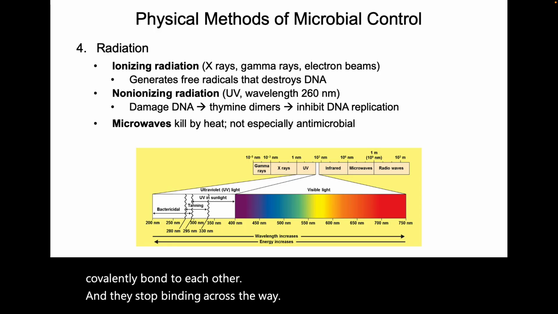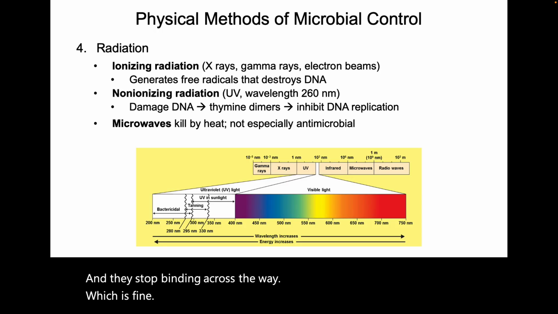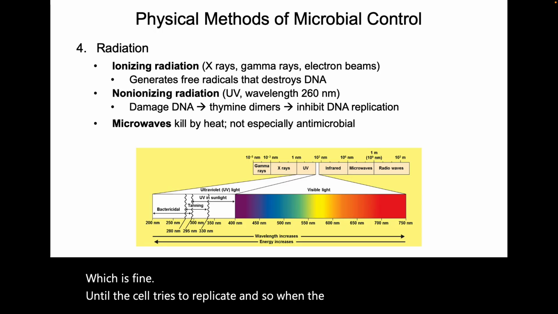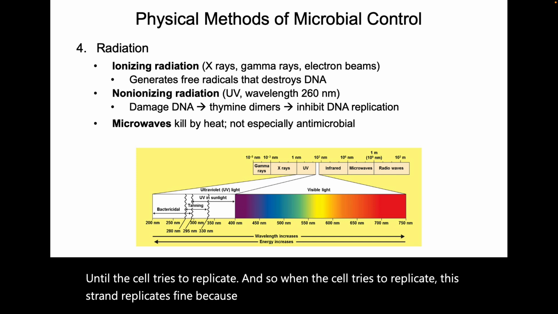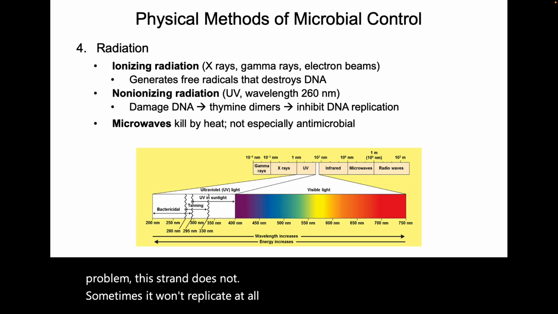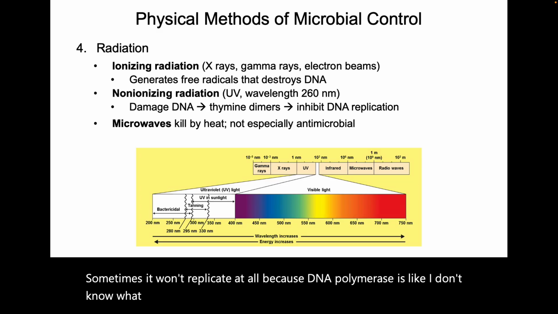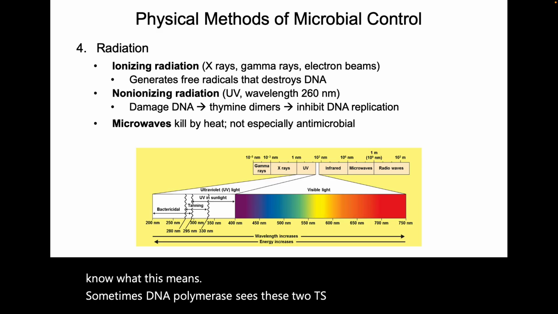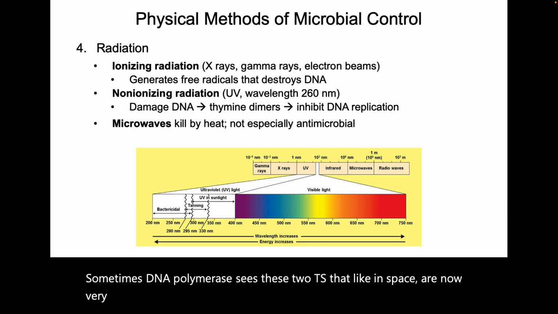which is fine until the cell tries to replicate. And so when the cell tries to replicate, this strand replicates fine because it's normal. The DNA polymerase has no problem. This strand does not. Sometimes it won't replicate at all because DNA polymerase is like, I don't know what this means. Sometimes DNA polymerase sees these two T's that in space are now very close together and it puts a single A. So it causes a deletion.